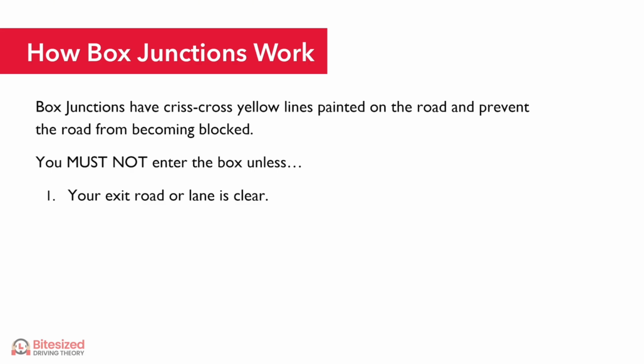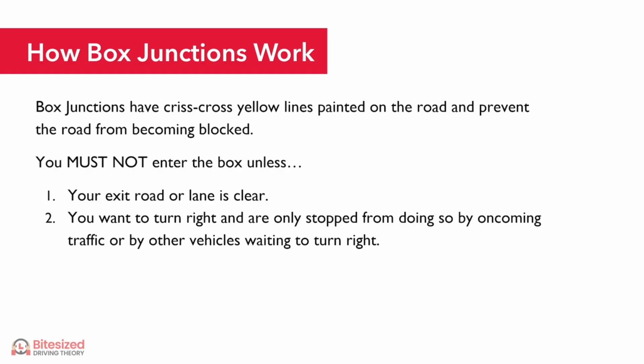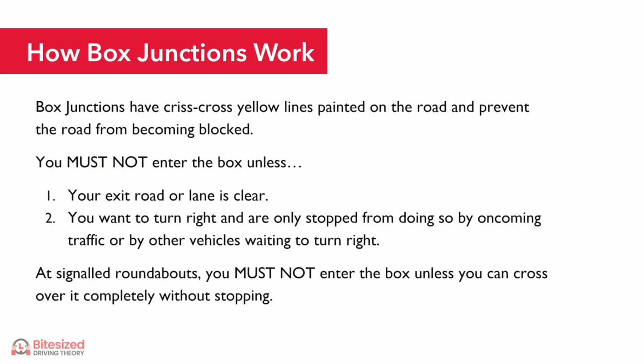The next point, number 2, is the reason when you can stop in the box junction, and that is if you want to turn right but are stopped by traffic coming towards you or by other vehicles wanting to turn right, then that means that you're obviously going to have to come to a stop in the box junction. That might seem quite confusing, but I've got a picture and video so that you can understand that.